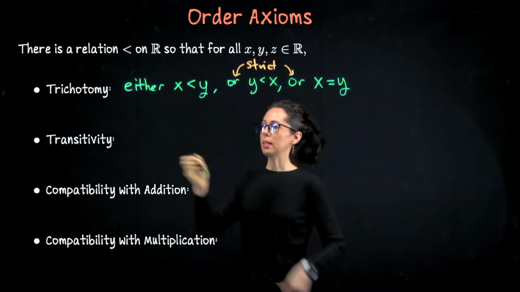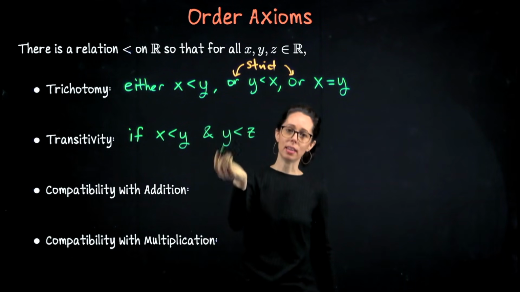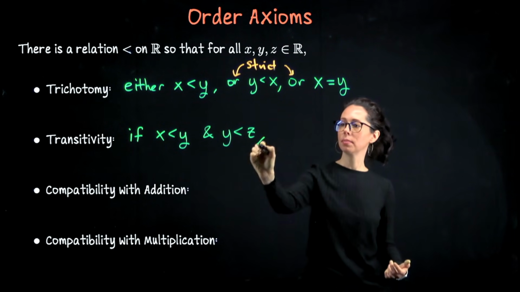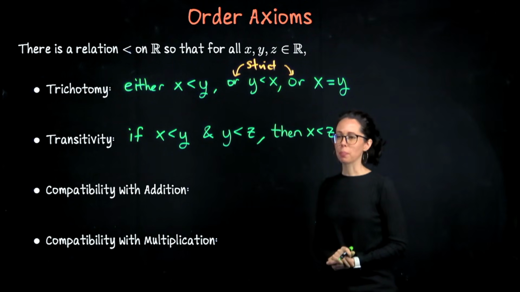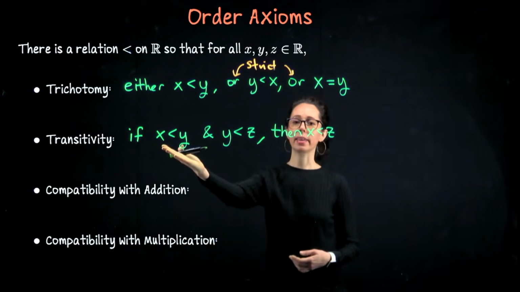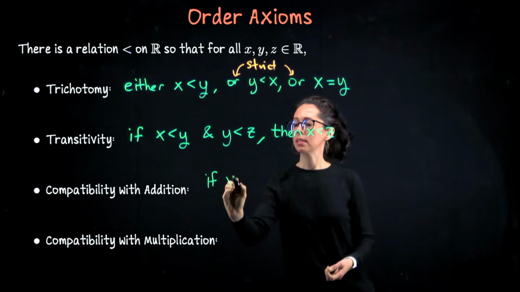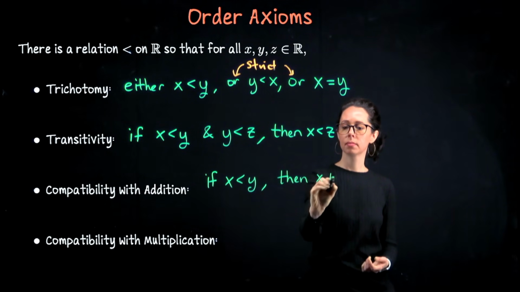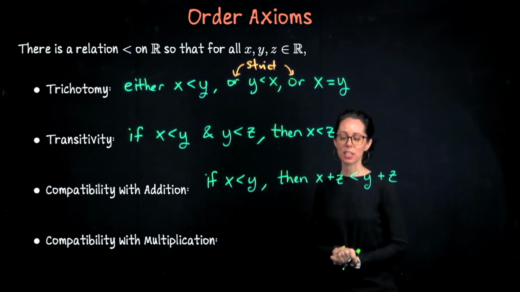Transitivity is if x is less than y and y is less than z. What do you think I'm about to write down? Transitively, x is less than z. Okay, so we can compare numbers in a transitive way. Compatibility with addition means that if I take an inequality like this and I add the same number to both sides, I preserve the inequality. If x is less than y, then x plus z is less than y plus z. So that is compatibility with addition.